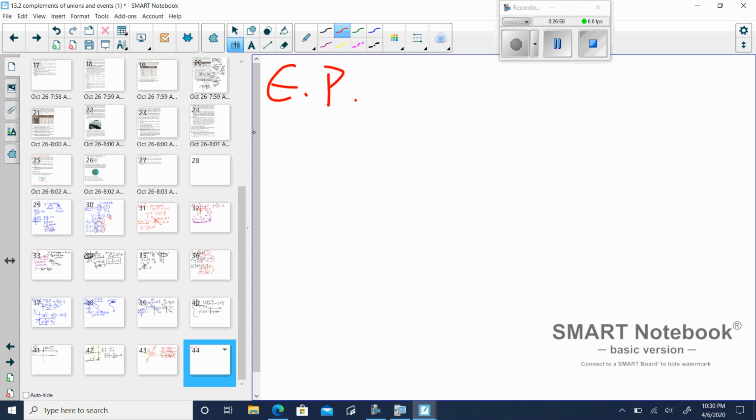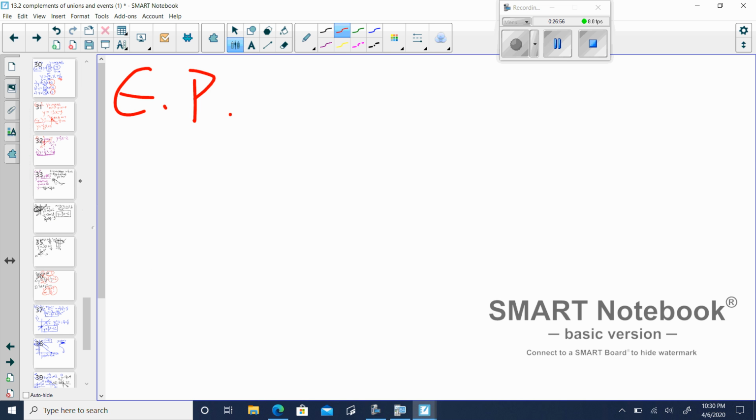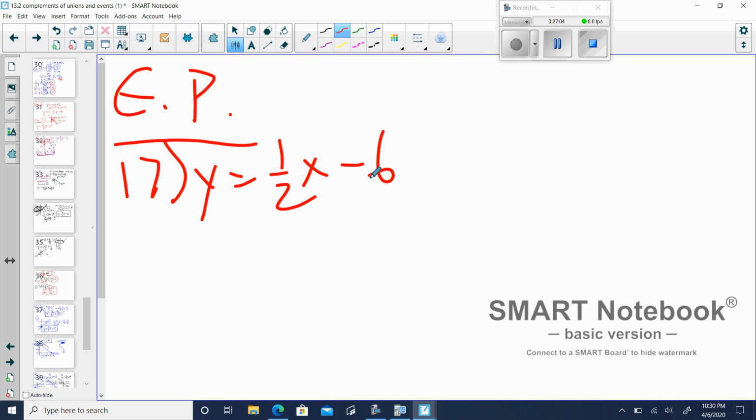Okay, slope and y-intercept. So 16 is done for us. What is going on right here with this one? Let's take this back that way. There we go. So 16 is done for us. 17, y equals 1/2 x minus 6. Slope is 1/2. Y-intercept is negative 6.